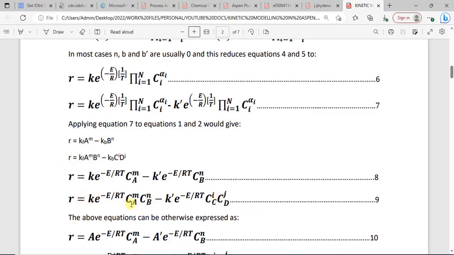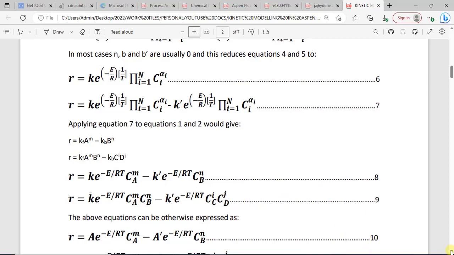So as you can see, you are multiplying the concentrations of the reactants for both the forward and the backward reactions. You are multiplying the concentration of the reactants, and that is the essence of this part of the rate expression, the part where you have the product notation and then the concentration. So that's how these equations were derived.